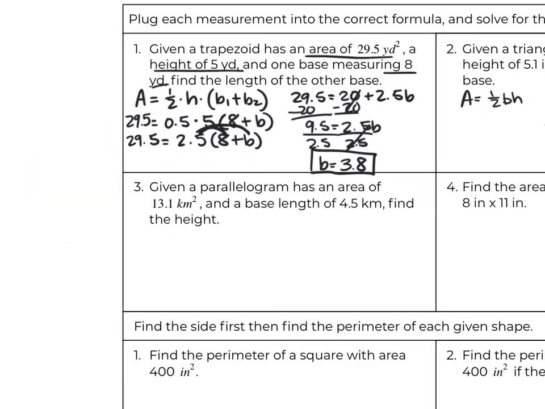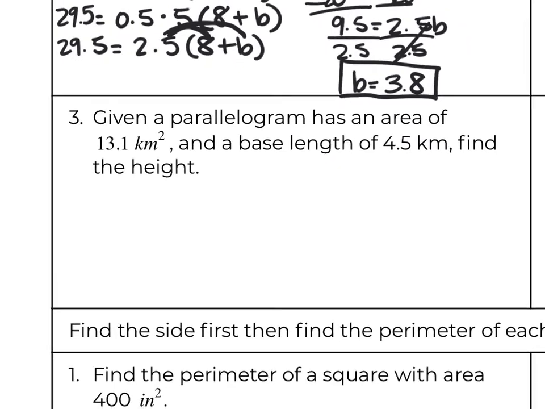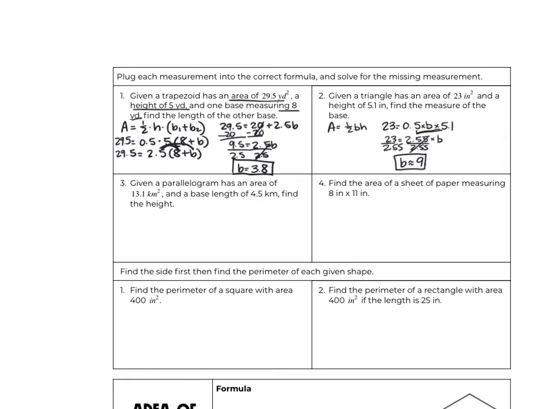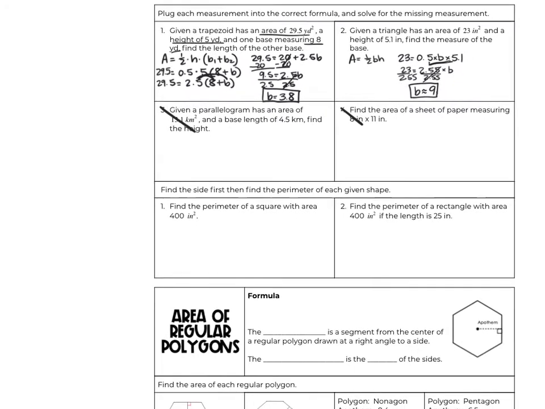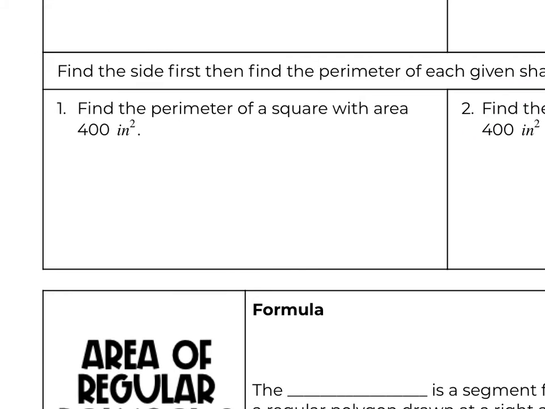And that would be inches technically. All right, I'm gonna go ahead and skip 3 and 4. Okay, then they're the same thing, but so find the side first, then find the perimeter of each given shape.